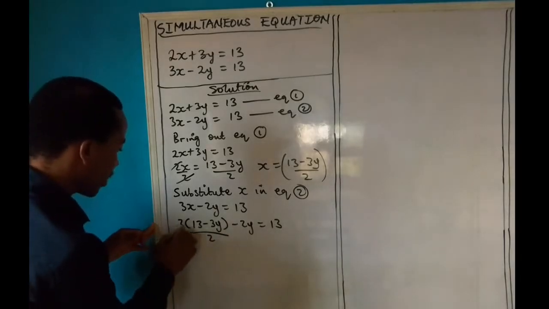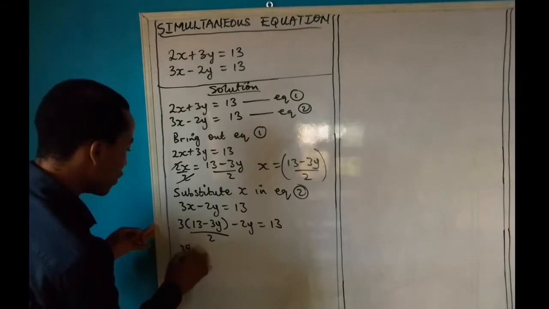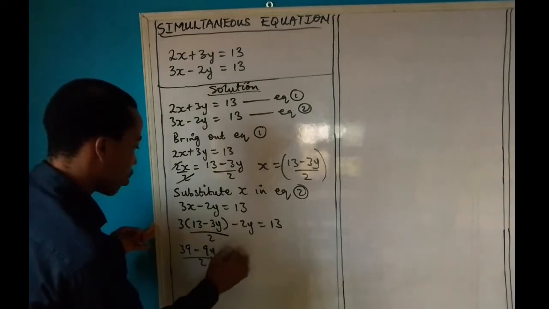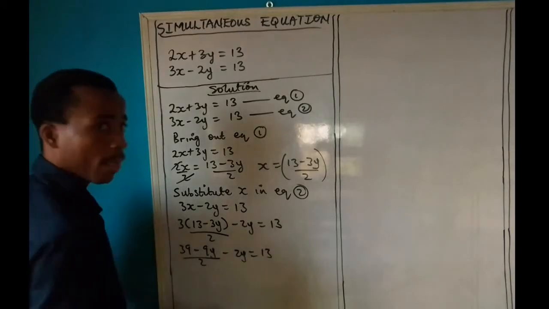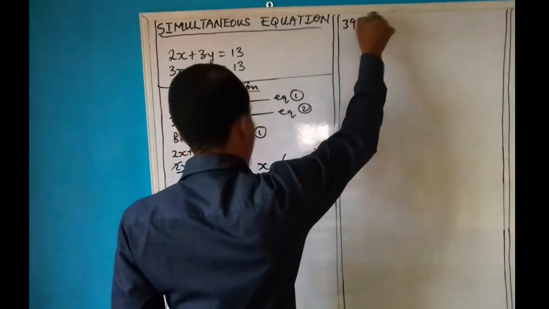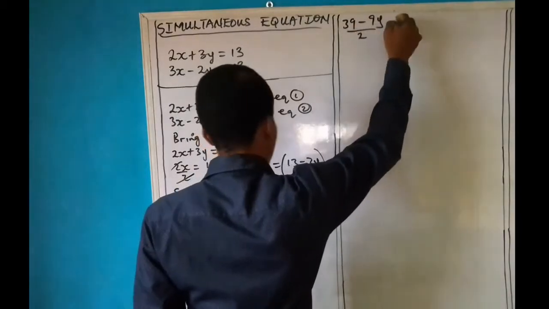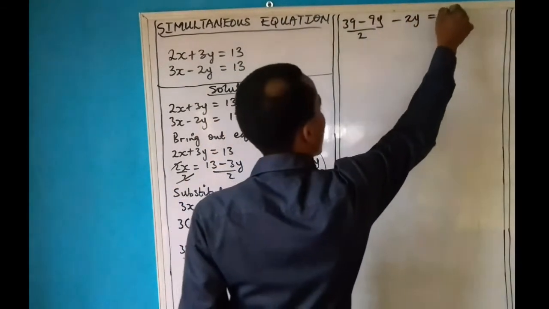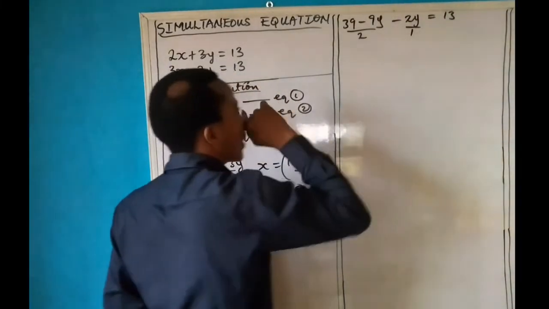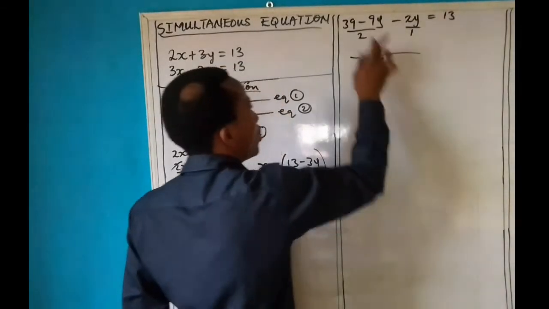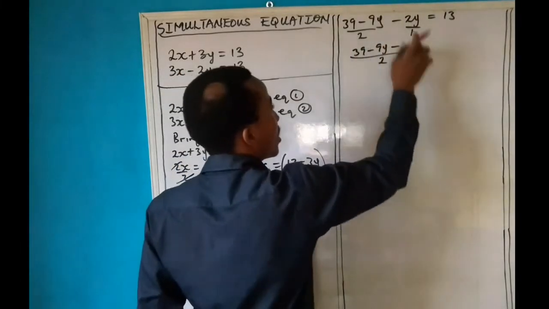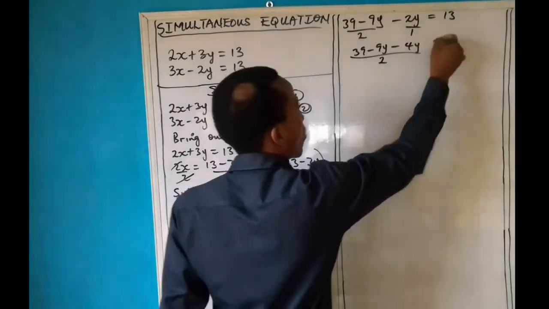So I will then have 3 times 13 is simply 39, minus 3 times 3y is simply 9y, over 2, minus 2y equals 13. So let me finish this off from here. So I have 39 minus 9y over 2, minus 2y equals 13. Now, this is over 1. And what's the LCM? That's 2. 2 in 2 is 1. 1 times 39 minus 9y is still 39 minus 9y. Minus 2 in 1 is 2. 2 times 2y is 4y equals 13.